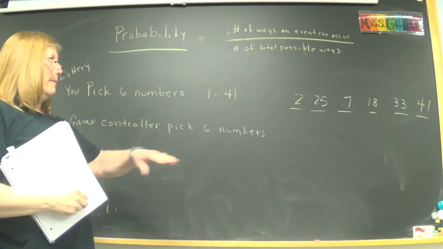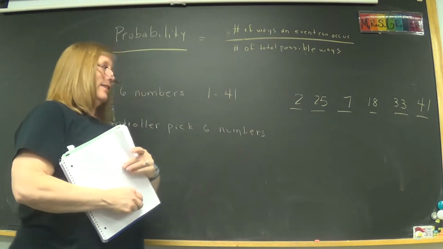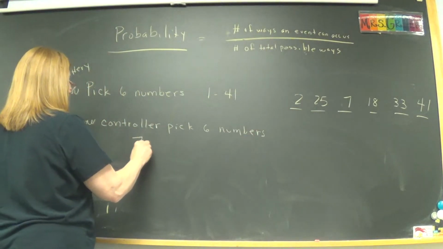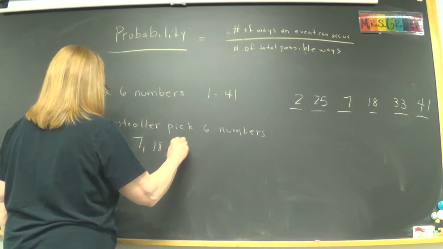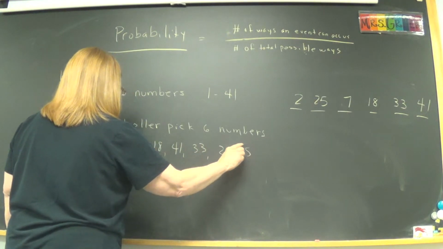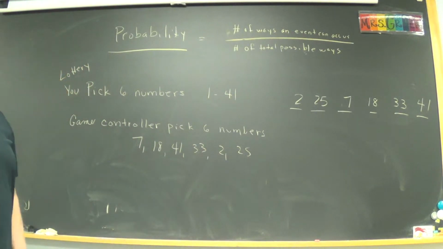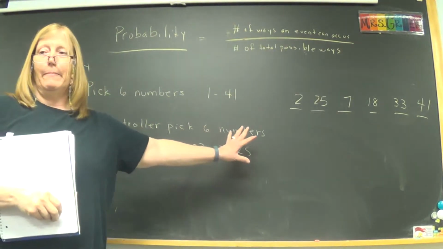Now, if your numbers match his numbers in any order, you win. So maybe he picks 18, 41, 33, 2, and 25. Oh my gosh. What, 25? 1, 2, 3, 4, 5, 6. You're a winner, no matter what order he picks them.